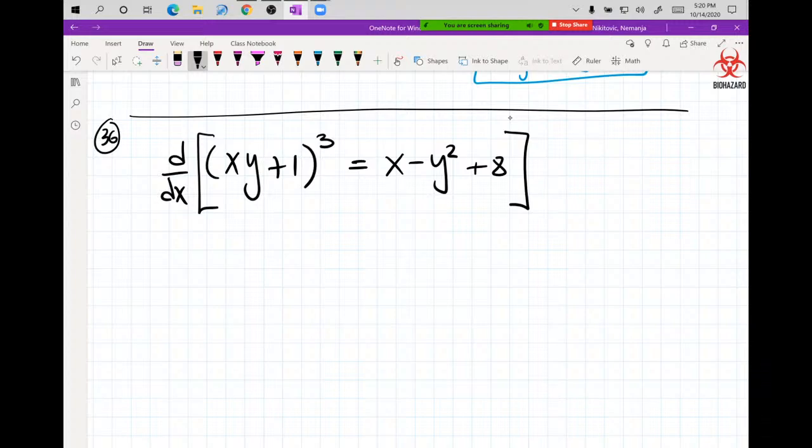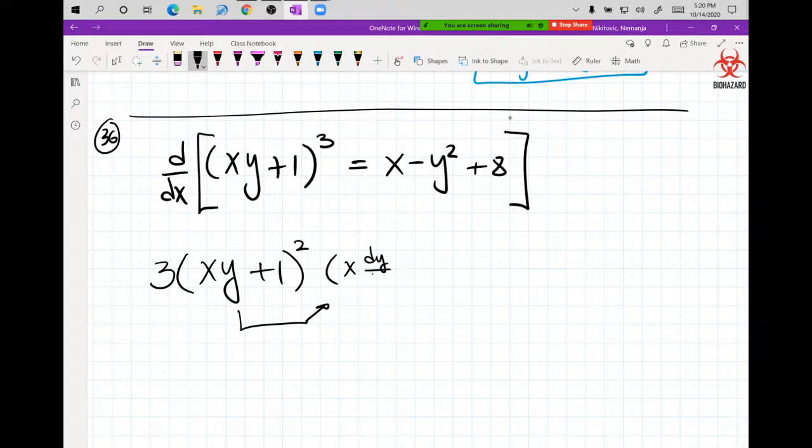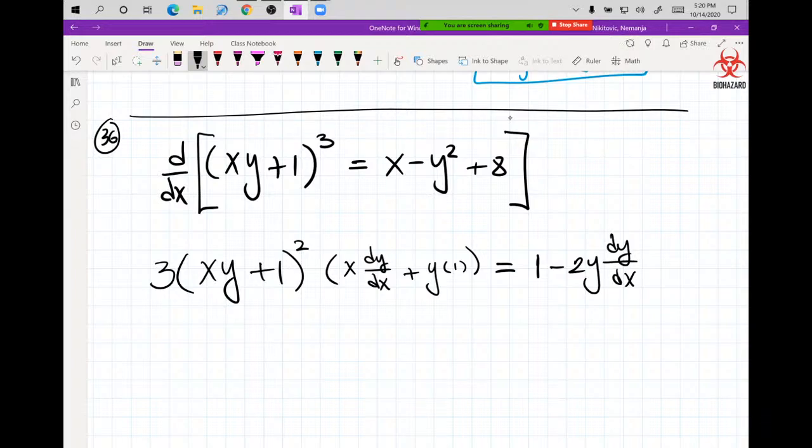So I have a chain rule. That's going to be 3 blah squared, and the blah is xy plus 1, right? Then I need to do the derivative of the inside as a chain, and that's the product rule. So copy the first, derivative of the second, plus copy the second, derivative of the first. Equals, derivative of x is 1, minus 2y dy/dx, plus 0 for 8.